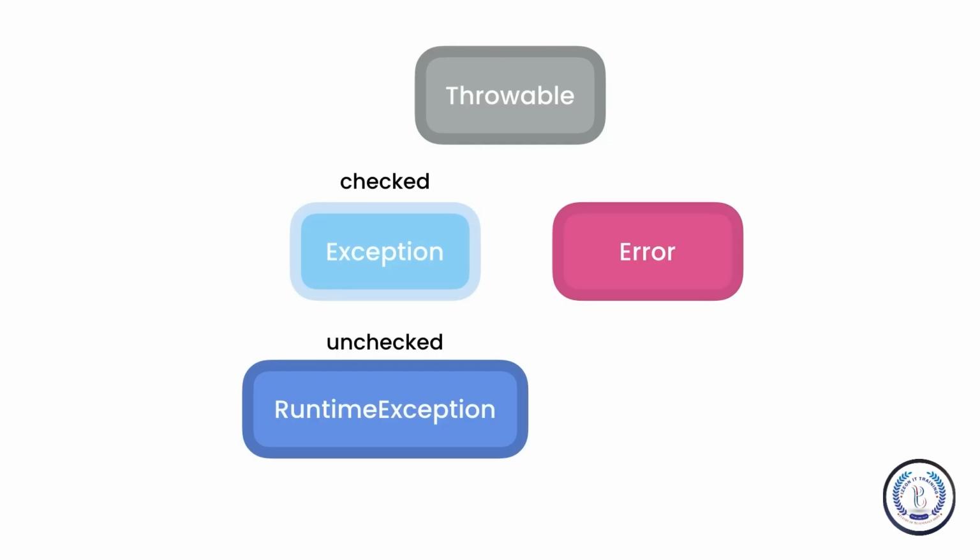Otherwise, it's a checked exception. I know, this is a bit weird because we may think that any classes that derive from the exception class is a checked exception. So runtime exception should also be a checked exception, but that's not how it works. Why? Honestly, I have no clue. You have to ask the developers of Java.